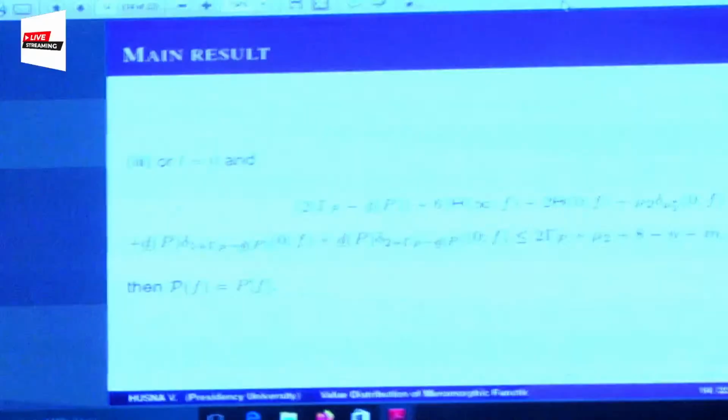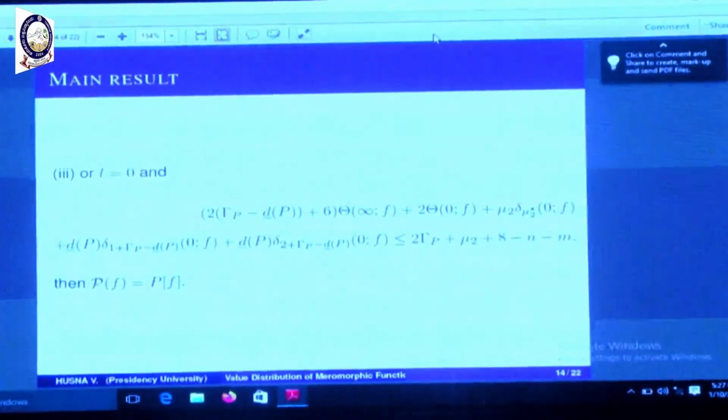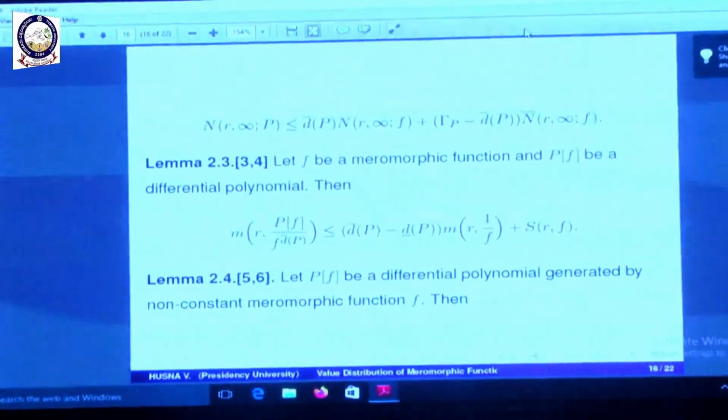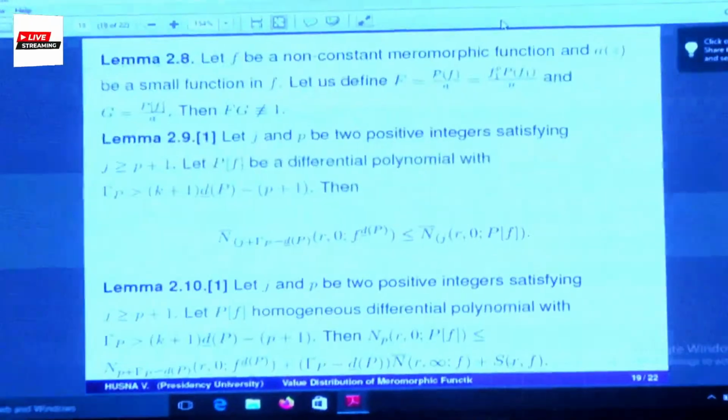If L is greater than or equal to 2, we got this first equation. When L is equal to 1, we got the second equation. When L is equal to 0, we got this third equation. And we proved that this polynomial P of f is equivalent to the differential polynomial. These are some lemmas which I have used to solve my problem.